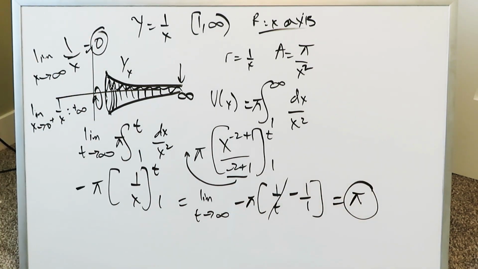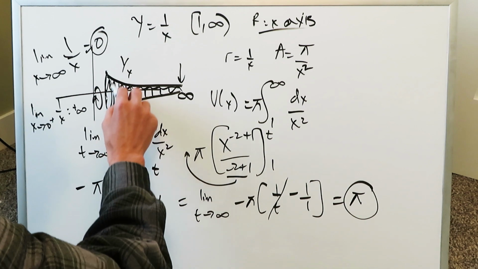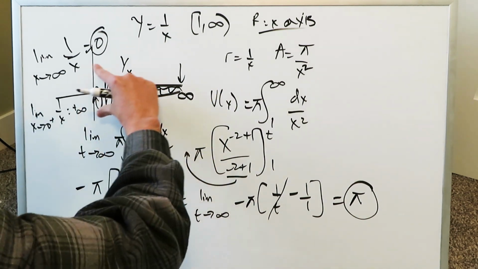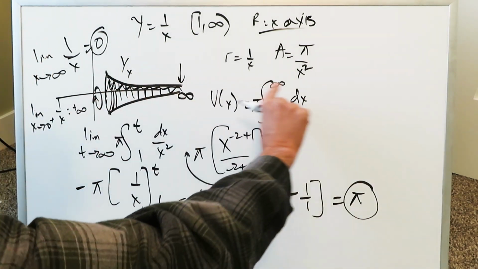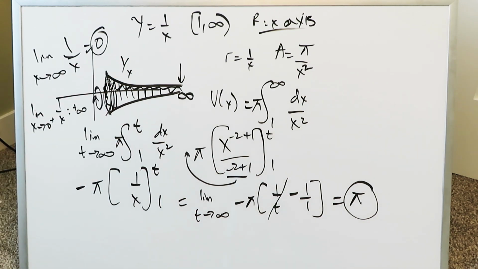So indeed, with a type 1 improper integral, for this specific function here, rotated on the x-axis, a volume does exist. The volume happens to be pi. The volume of this entire solid, which looks like a large horn, a very long horn, is going to be pi, an interesting outcome.